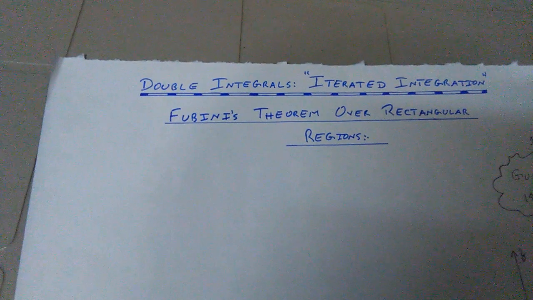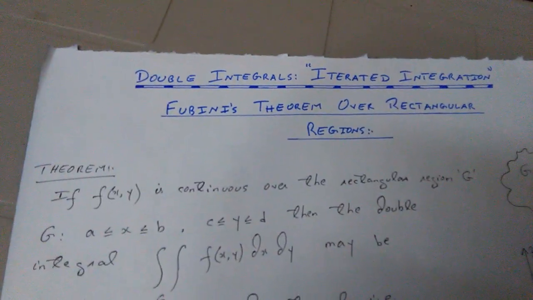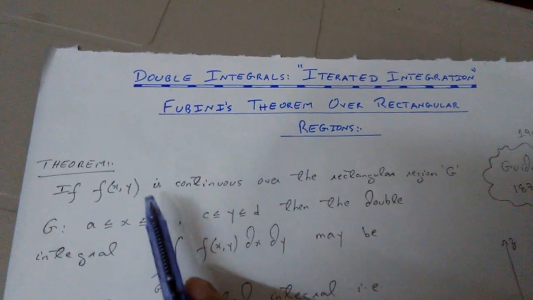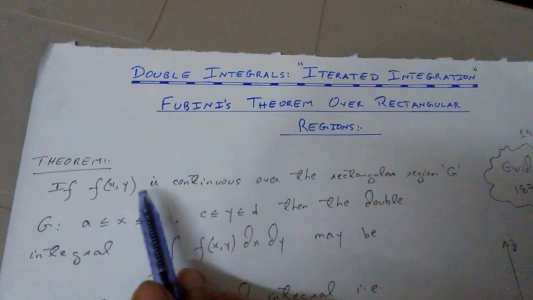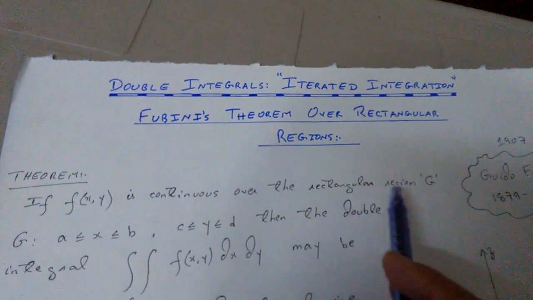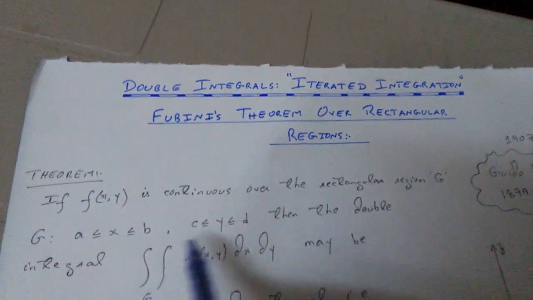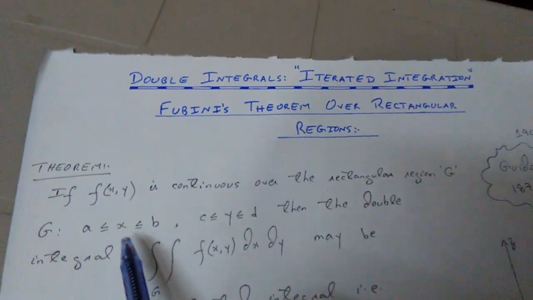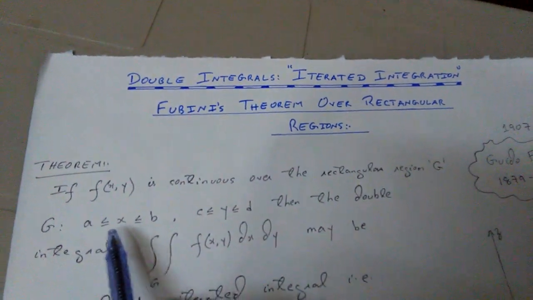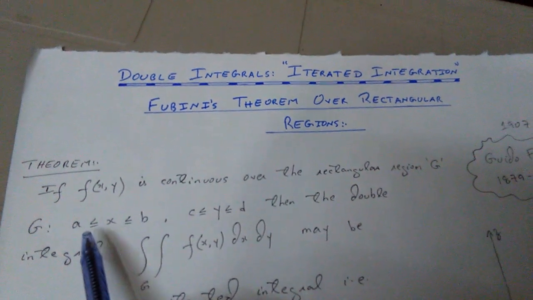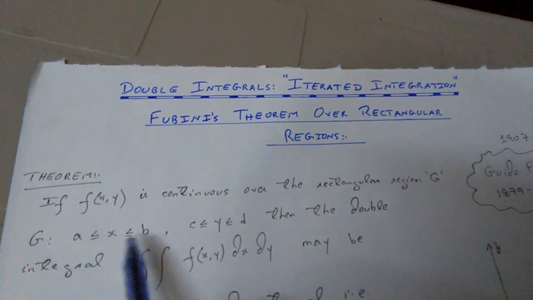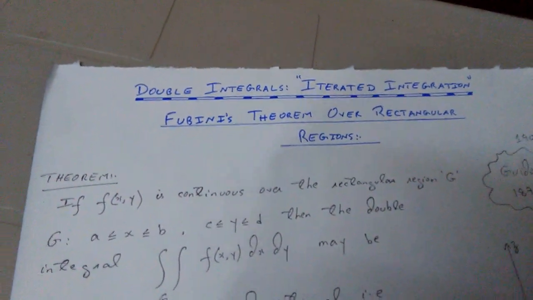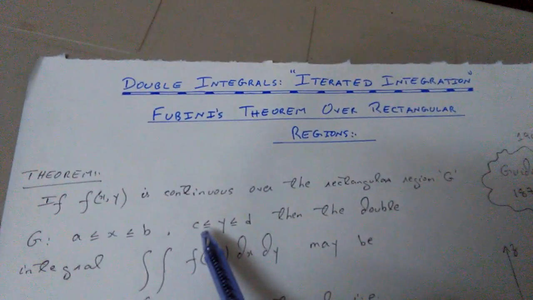So here you go, the theorem. Fubini stated that if you have a bivariate function which is continuous over a rectangular region G, and the rectangular region lying on the xy plane is restricted by these boundaries, meaning the x value is lying within the closed interval [a, b], and the y coordinate of each point belongs to a closed interval [c, d].